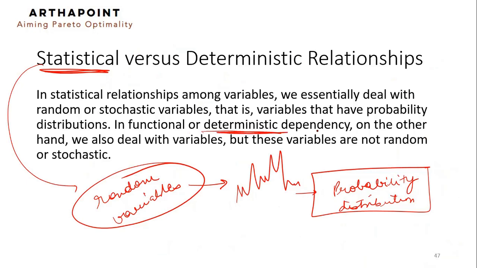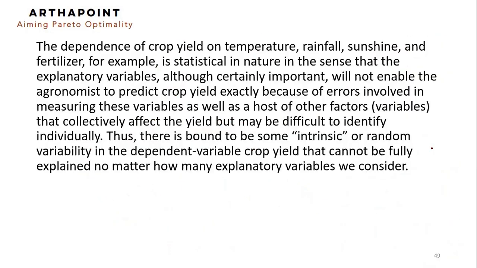Deterministic relationships, on the other hand, also deal with variables, but the variables are non-random in nature. They're fixed variables. I know their values. For most of our part, whenever we are going to deal with things, I am going to deal with random variables for now.